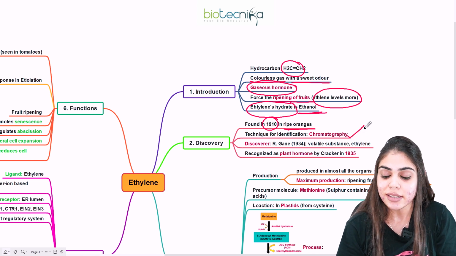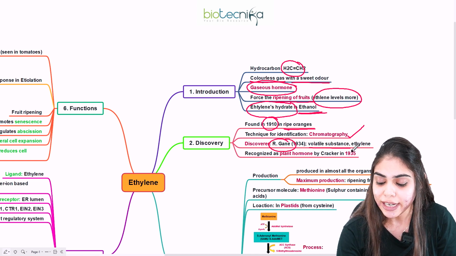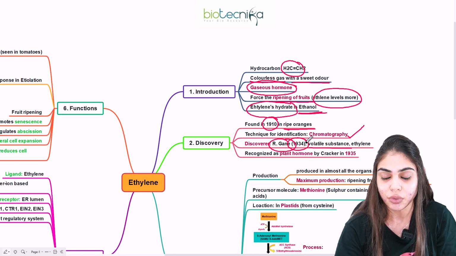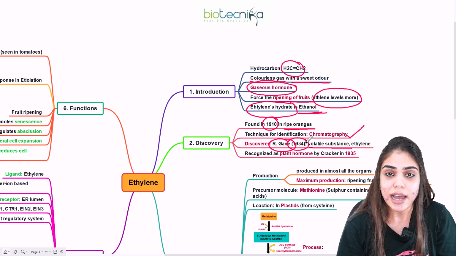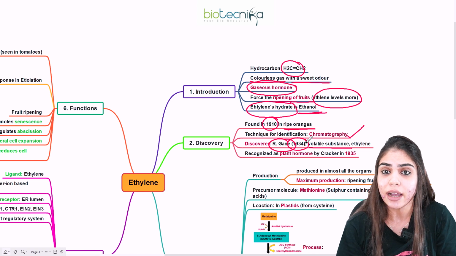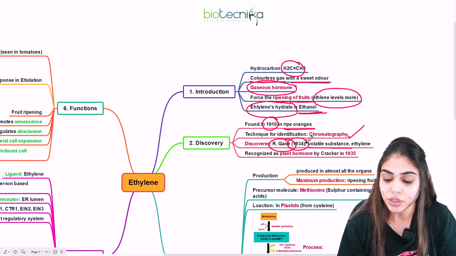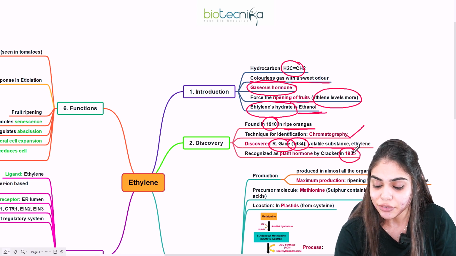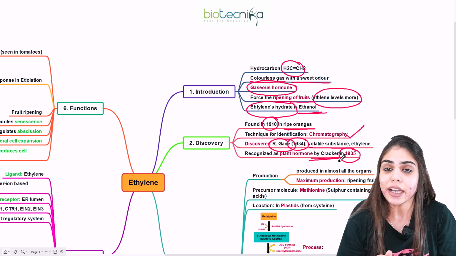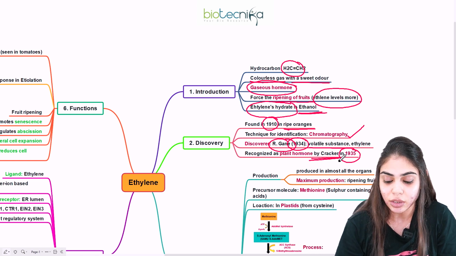So who was the discoverer? It was Argane who discovered this volatile substance in 1934. So make sure the scientist Argane mentioned ethylene only as a volatile substance. But this was identified as a phytohormone in 1935 by Cracker. So Cracker only called this ethylene a phytohormone in 1935.